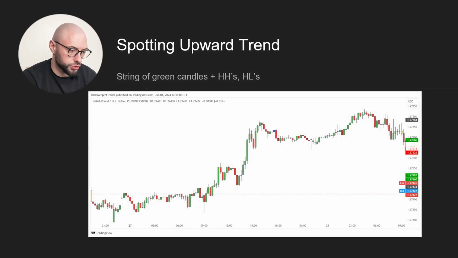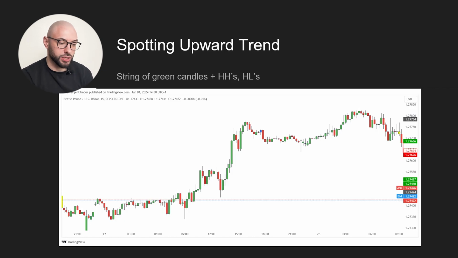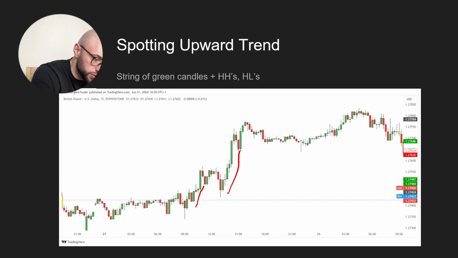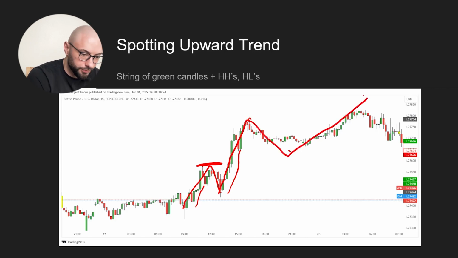So spotting an upward trend. The first thing you can look at is the candles. Are the multiple green candles going up? So you can see here we've got green candles going up. That's indicating bullish pressure. Again here, indicating bullish pressure going up. Now what you can also use in combination with candlesticks is higher highs and higher lows. So when price makes a high, a low, and then breaks that high, like so, that is how you can identify a trend when it's making higher highs and higher lows, like so.